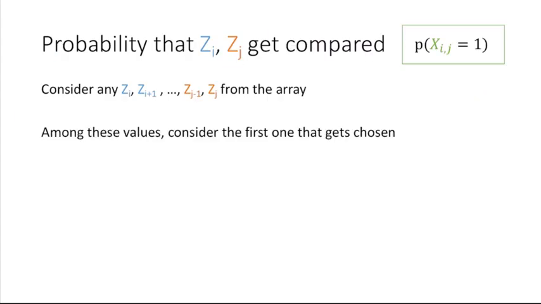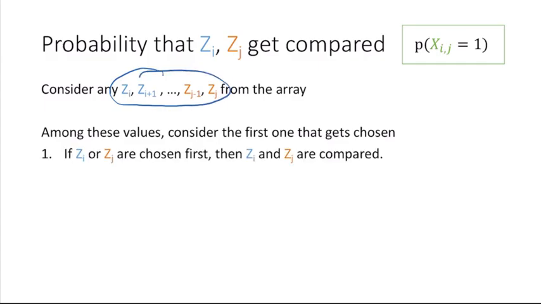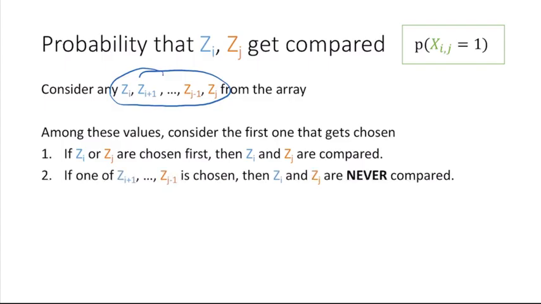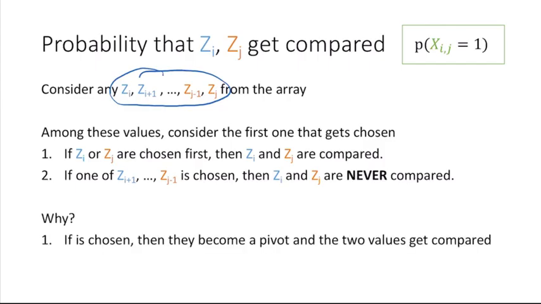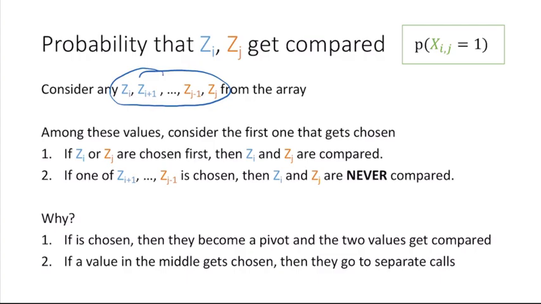So let me try to be a little more specific about that. Among all these values, consider the first one in this range to get chosen. Well, if zi or zj are chosen, then they get compared. One of them is the pivot value, and we always compare everything in the subarray to the pivot value. If something in between them gets chosen, then zi and zj are never compared. Why is that? Because if we choose something in the middle, then they go to separate recursive calls, and they never get included in the same call to partition.